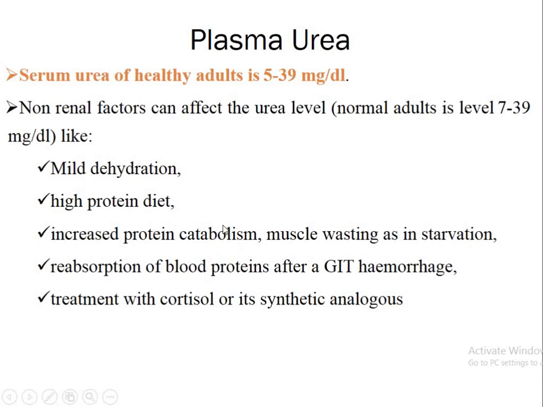Increased protein catabolism. There are certain conditions, metabolic disorders, when protein catabolism is more. Muscle wasting, as in case of starvation, will lead to increased breakdown of proteins, and that will lead to increased blood urea levels.